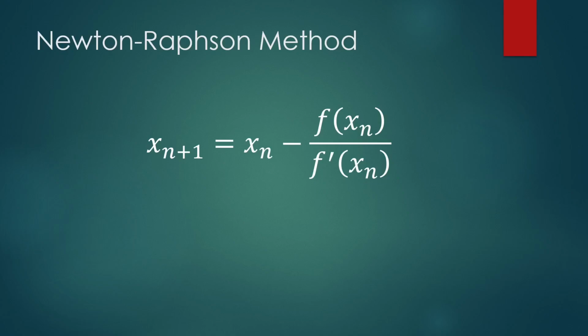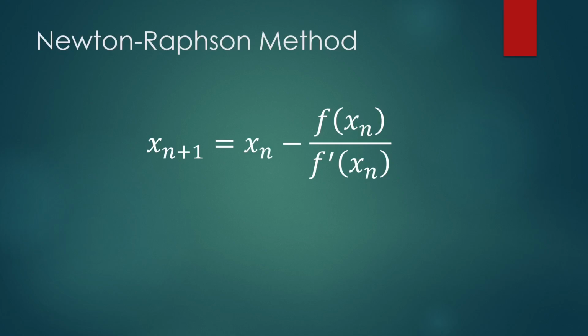Because the sine function has multiple roots, this algorithm will return different values for the root depending on the initial guess. Specifically, the roots of the sine function are multiples of pi, such as negative pi, 0, and pi, and the algorithm will return whichever of these values is closest to our initial guess.